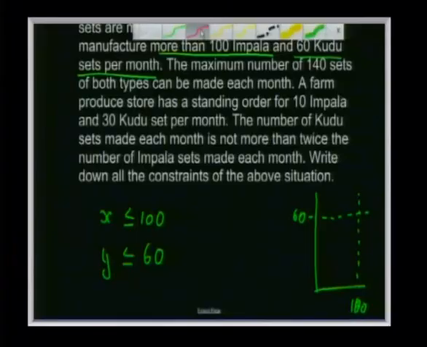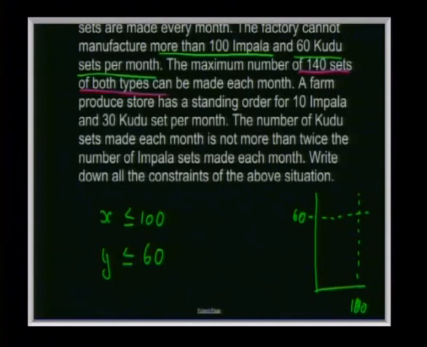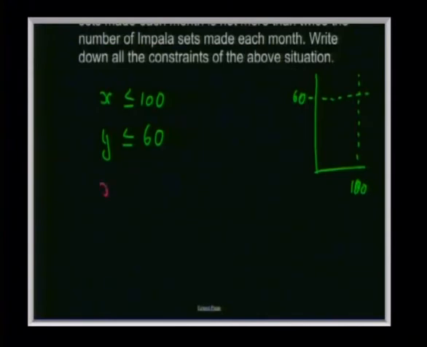The maximum number of 140 sets of both types can be made each month. So we know that X plus Y must be less than or equal to 140.